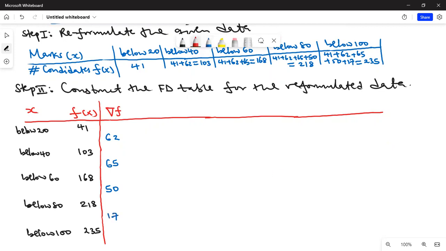Go to the second order, del squared operating on f. So that is 65 minus 62, that is 3. The other one is negative 15. And this other one is negative 33. Third order differences. Negative 15 minus 3, that's negative 18. Negative 33 minus negative 15, that's negative 18.